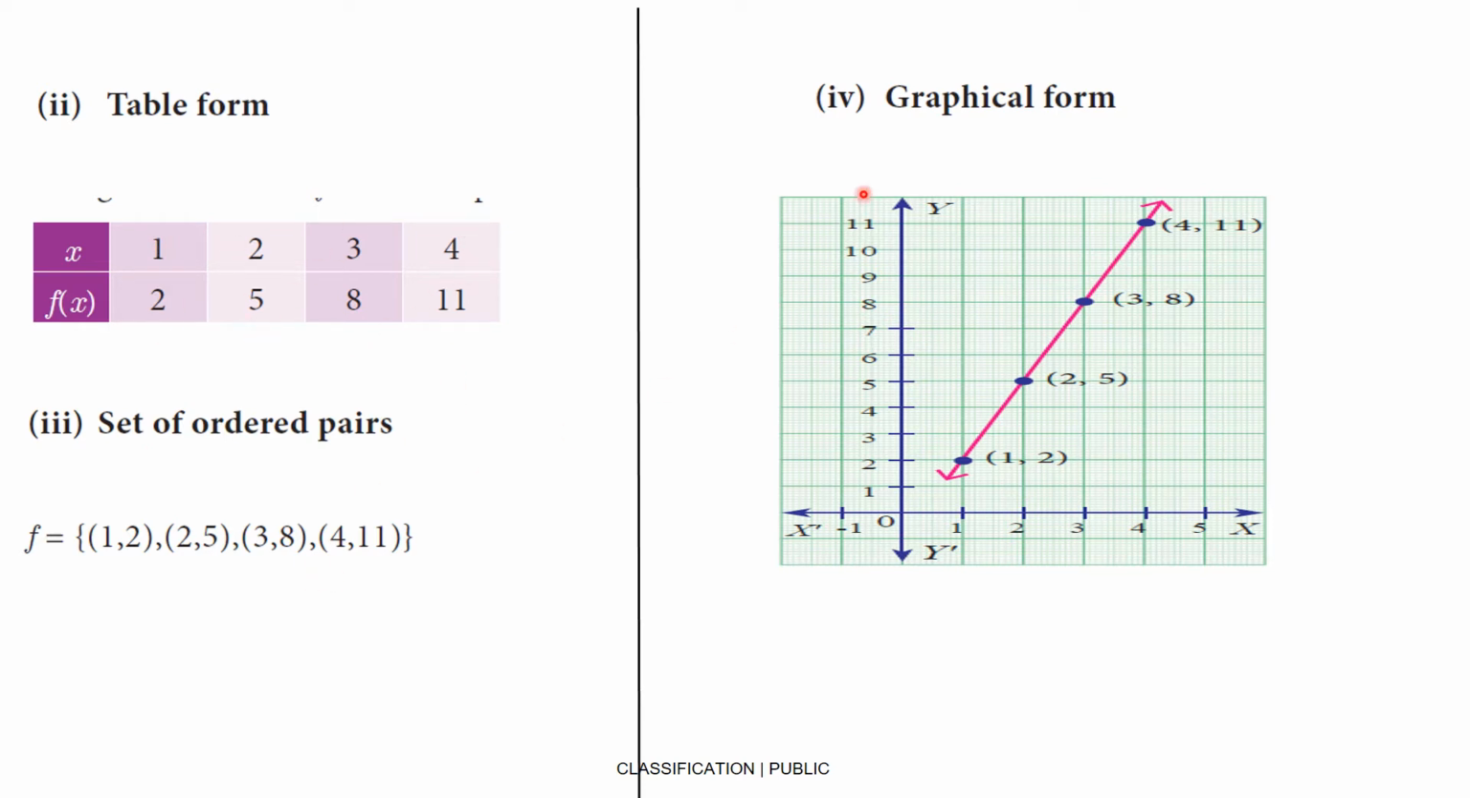Next, the graphical form. The x elements are 1, 2, 3, 4. The y elements are also marked, but they are mapped as (1, 2), (2, 5), (3, 8) and (4, 11). Clear?